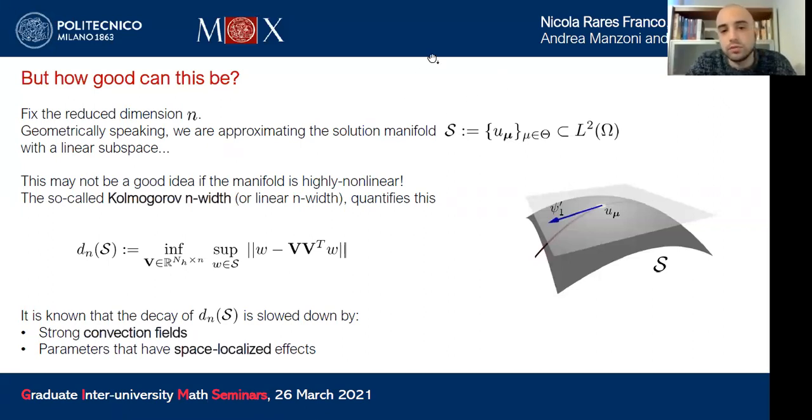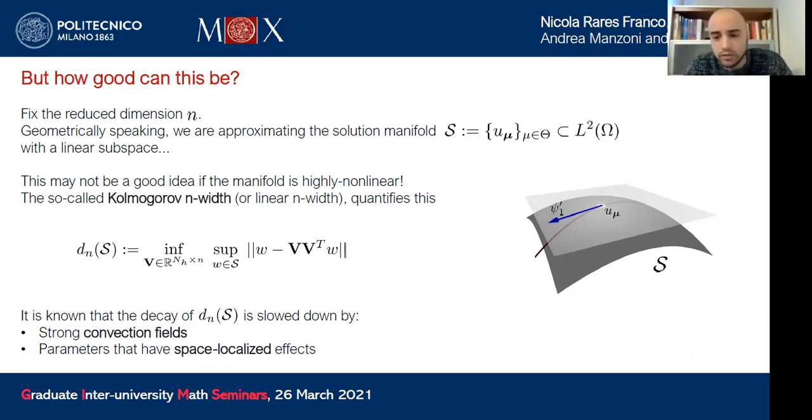And that fact depends, of course, on how wide the parameter space is, but also on many other properties of the PDE. And the two important properties are space localized effects and convection fields. In general, if you have a source of transport in your equation, your manifold is going to be the more nonlinear. Okay, so it increases the nonlinearity of the manifold.